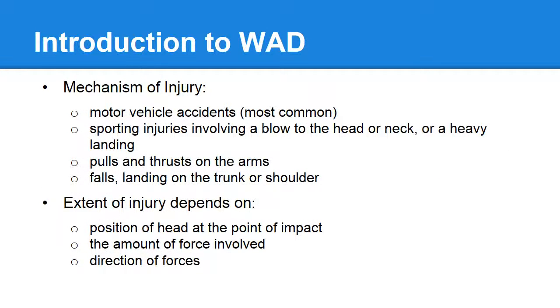The mechanism of injury for a WAD can include motor vehicle accidents, which is the most common, sporting injuries involving a blow to the head or neck or a heavy landing, pulls and thrusts on the arms, falls, landing on the trunk or shoulder. Extent of injuries depends on position of head at the point of impact, the amount of force involved, and direction of forces.